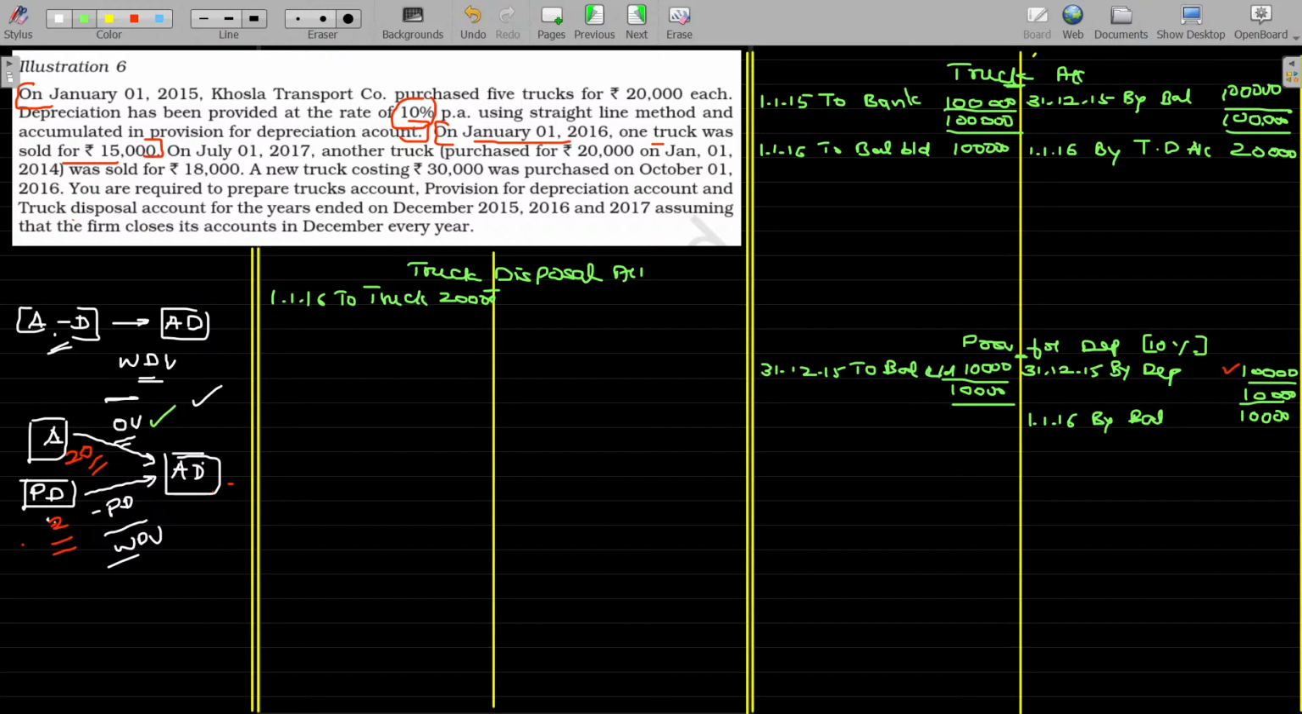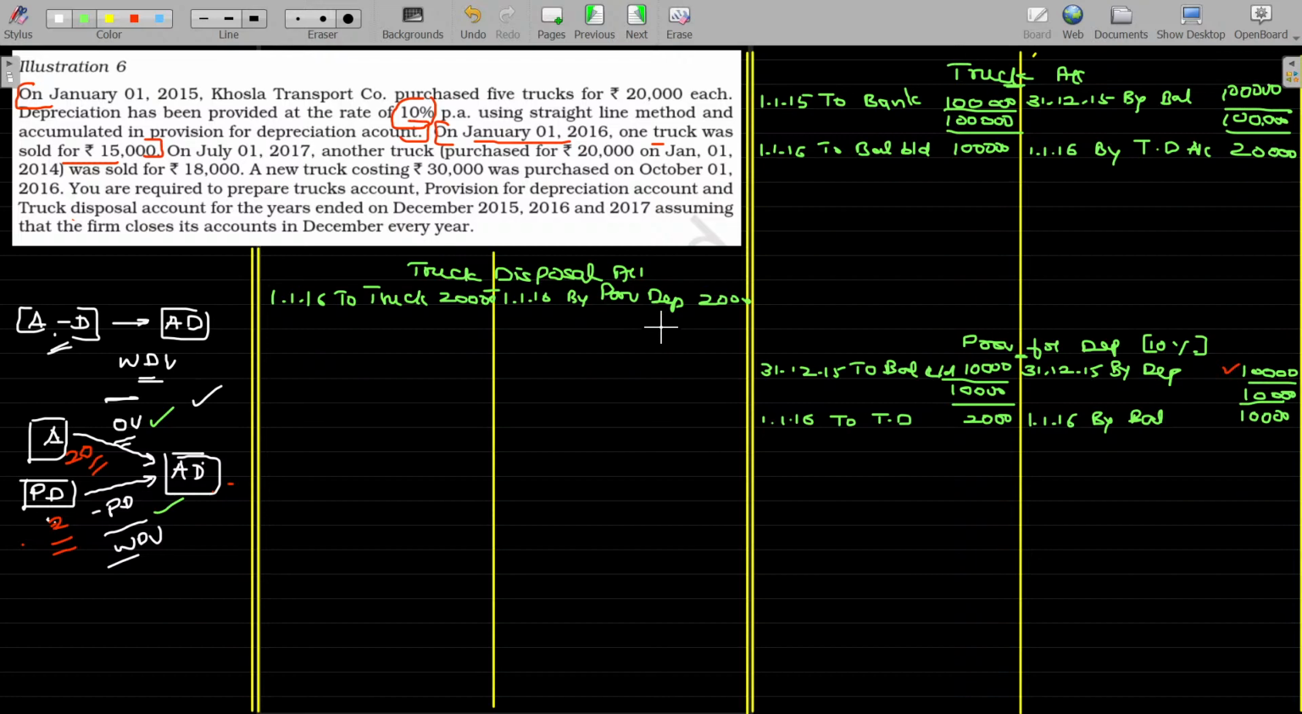Always cross-check whether these two points are over. Here number 1 is over. Number 2, accumulated depreciation should be transferred. That will be available in the provision for depreciation. From here I am going to transfer, on 1/1/16 to truck disposal account, the value being 2000. I will be transferring that on 1/1/16 by provision for depreciation, 2000. So very simple.